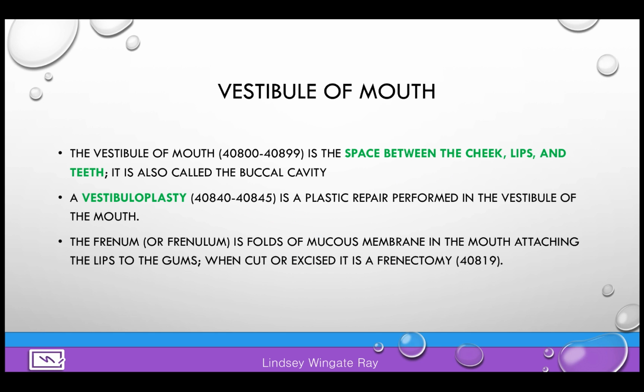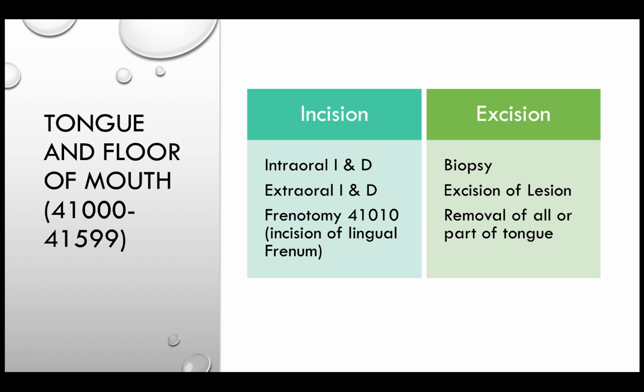The vestibule of the mouth is the space between the cheek, lips, and teeth. It is also called the buccal cavity. The frenum or frenulum is folds of mucous membrane in the mouth, attaching the lips to the gum. When cut or excised, it is called a frenectomy, 40819.